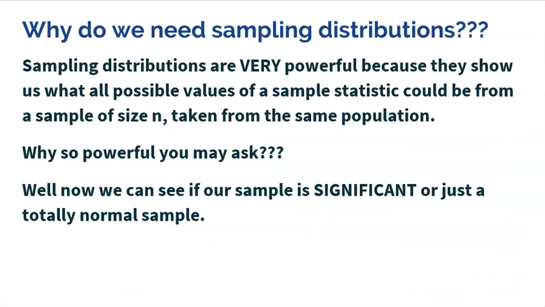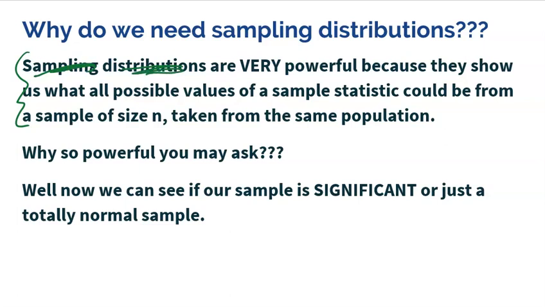So why do we need sampling distributions, right? Again, this is really super important for everything we do the rest of the class, but this might make a little bit of sense right now. Sampling distributions are very powerful because they show us what all possible sample values of a sample statistic could be from a sample size n taken from the same population. I've probably said this sentence 8 times. This is the definition of a sampling distribution, which is why they're so important.